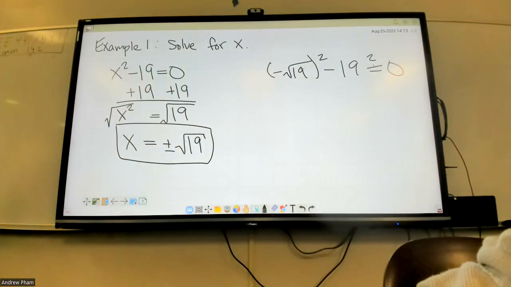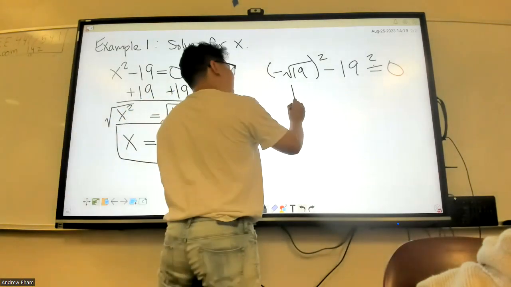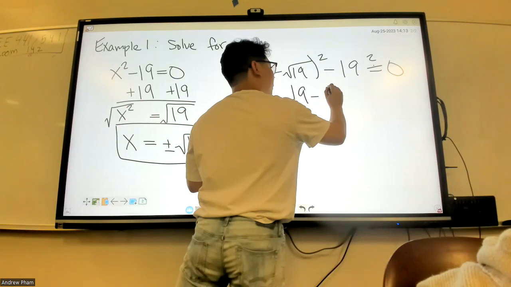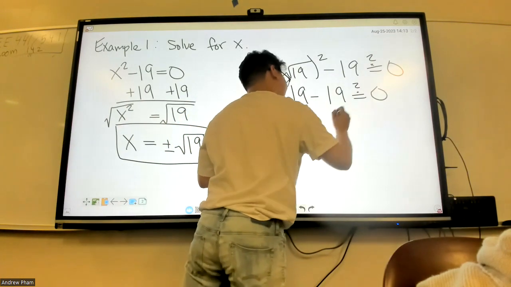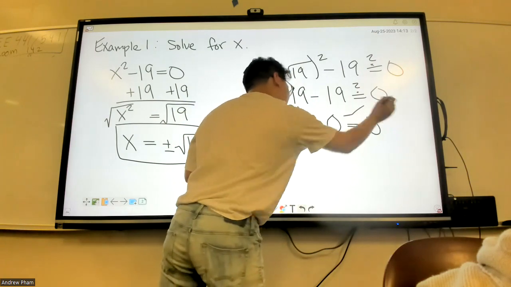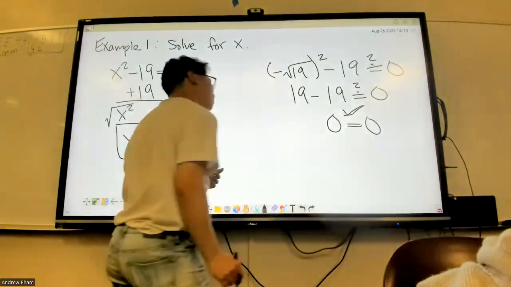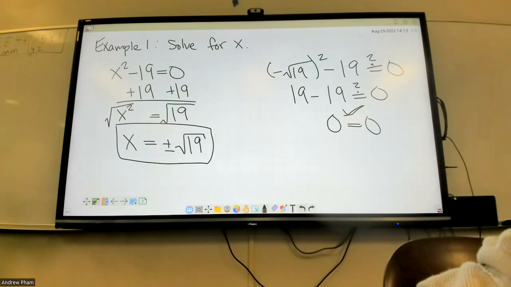Yeah, so negative square root of 19 squared, that's negative square root times the negative square root, which gives me a positive 19 in particular. Is that equal to 0? And for sure, 0 is equal to 0. So in other words, I have two answers, positive square root of 19 and negative square root of 19.